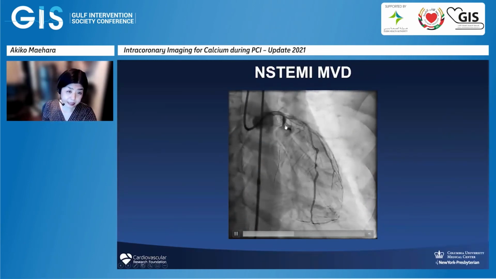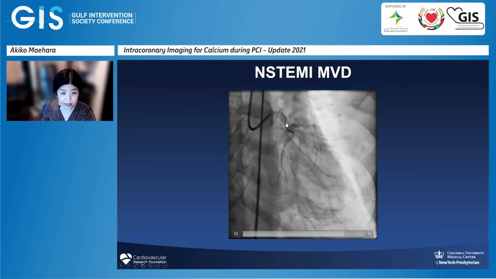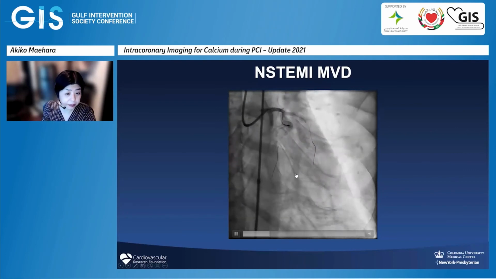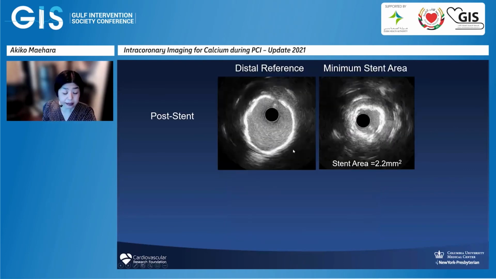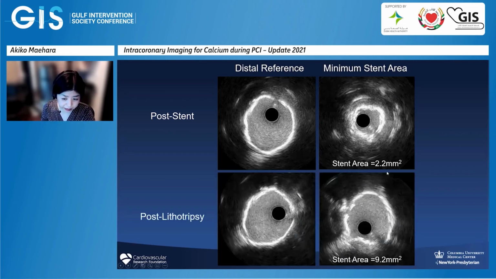And this is a case of non-STEMI, and you can see that the circumflex was totally occluded, but now is wired. After the treatment with shockwave, we put in the stent and we see nice stent expansion. But at the very end of the lesion, we recognized that the stent was not expanded due to still having circumferential calcium. And then we performed shockwave afterwards. And this is how it looks. That's the underexpanded segment after the stenting, and then we did the shock.